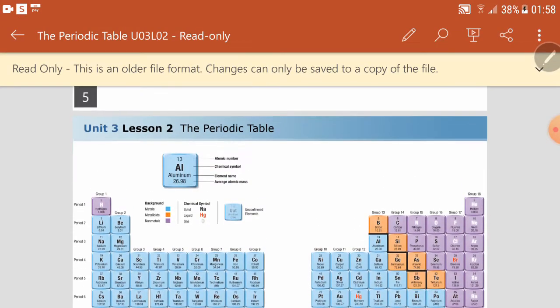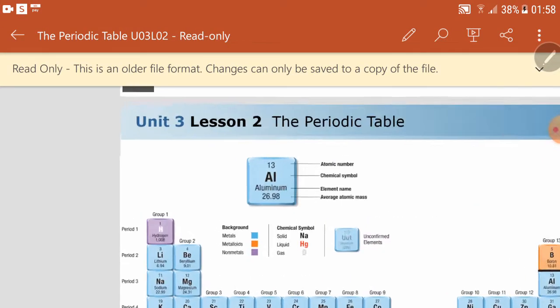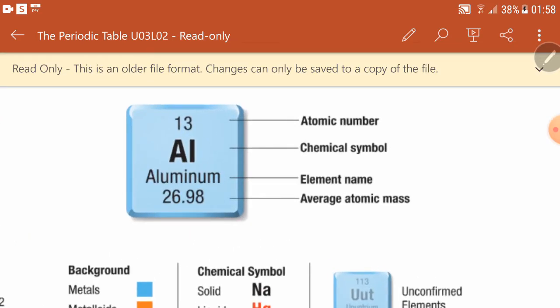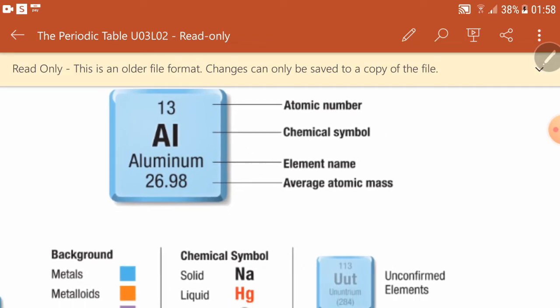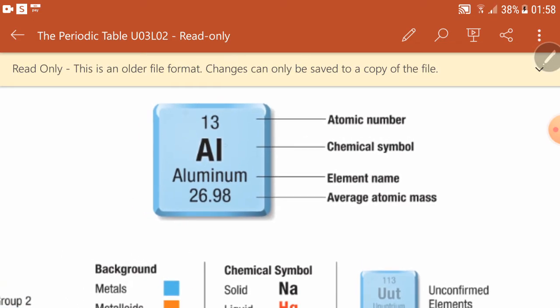Let's go back to aluminum here. So this is the chemical symbol. Under it, the element name. Then the number at the top is the atomic number. Again, what is the atomic number? It is the number of the protons, which is stable for every element. It is the same. Down, the average atomic mass.